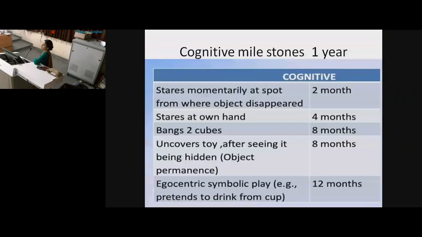So these are the cognitive milestones of a 1-year-old. They stare momentarily at spot from where the object has disappeared at 2 months. They stare at their own hand at 4 months. They bang 2 cubes. So they are able to hold 2 cubes and interact at around 8 months. Then they uncover the toy after seeing it. You take a toy, you hide it under the blanket, they remove it and they enjoy that play. That is around 8 months. Then egocentric play at around 12 months.